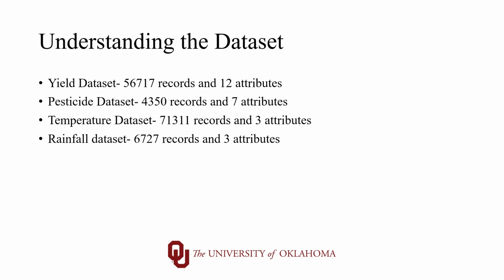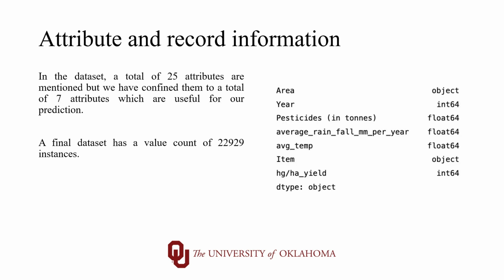Most of the attributes are of numeric data type. There are 2 categorical data types, that is area and item, where we have denoted the area as country and the item as type of crop in our data conversion. So this is the final dataset that we have obtained by converting all the column names.